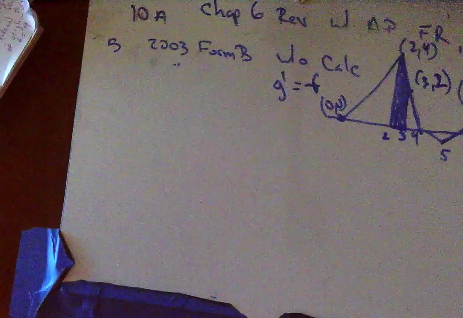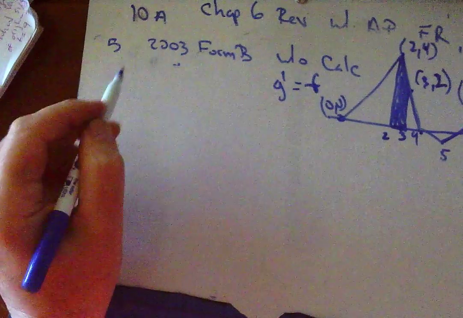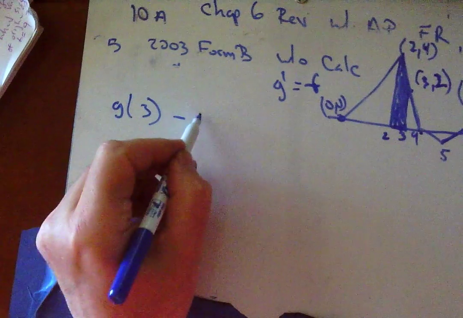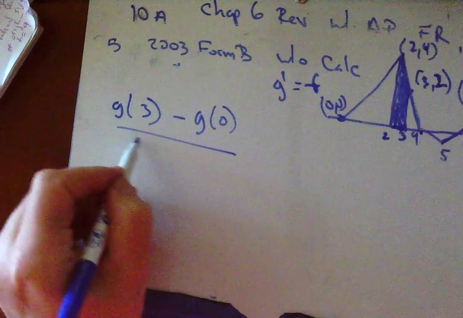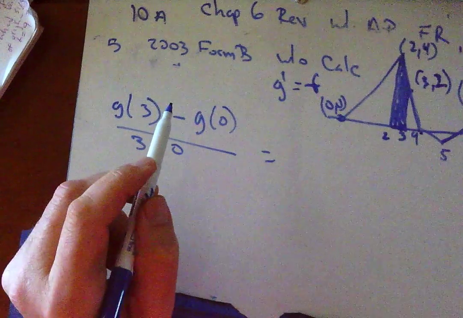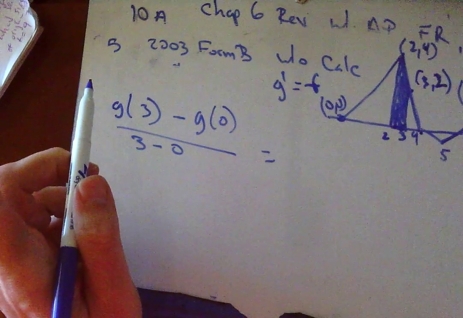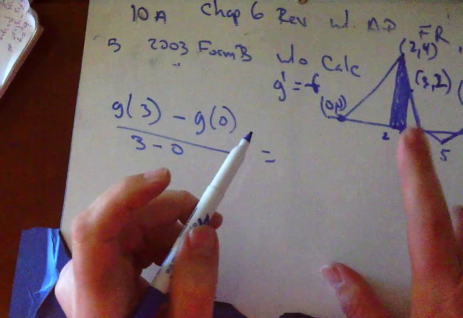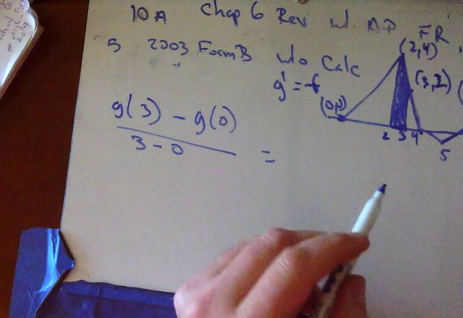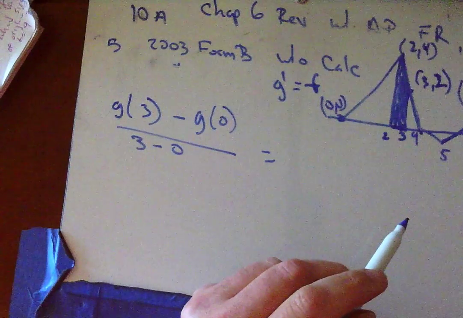All right, part B. Find the average rate of change of g from 0 to 3. So g of 3 minus g of 0 over 3 minus 0. Now, we know that g of 3, what was it? Oh no, it's gone away. g of 3.